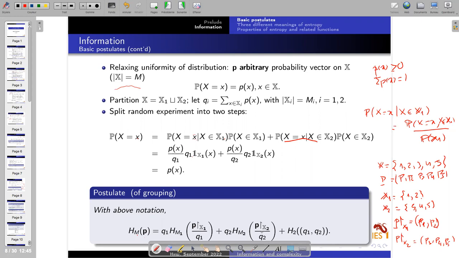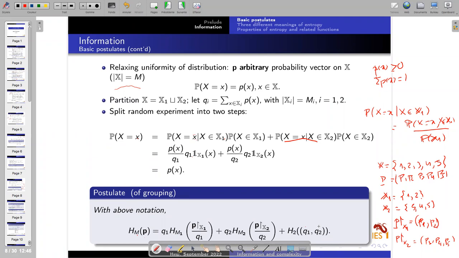So up to here it is clear. It's just the translation of the total probability. But there is still an uncertainty. The remaining uncertainty is that we have introduced somehow an additional uncertainty: you don't know whether you are in X1 or in X2. The probability of getting X1 is Q1, and the probability of getting X2 is Q2. So you have to add this additional uncertainty. So the uncertainty you had originally can be decomposed in that way. This is the postulate of grouping. Is it clear or not?